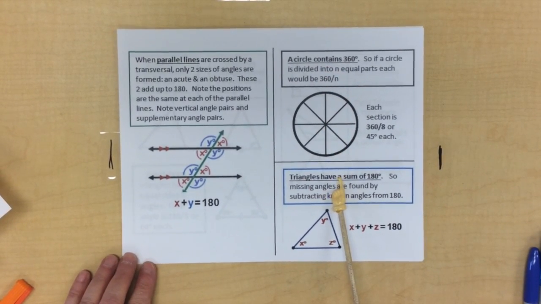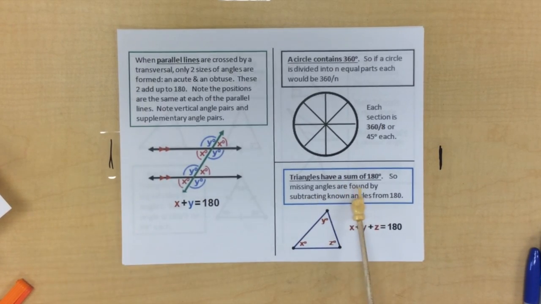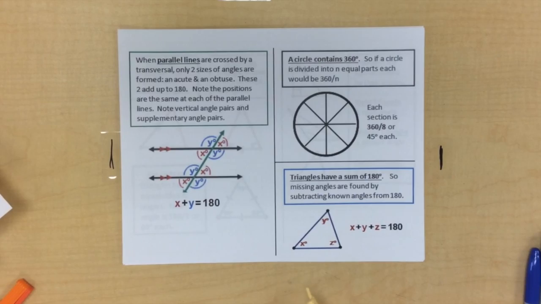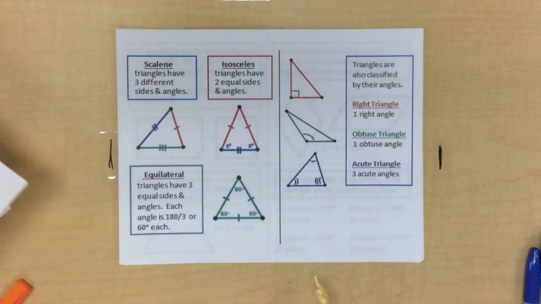Triangles, the sum of the angle measures in a triangle is 180 degrees. So if you know some of the angles, you can subtract from 180 to find out the missing angle. Sometimes two of them may be the same. Let's take a look at something like that.